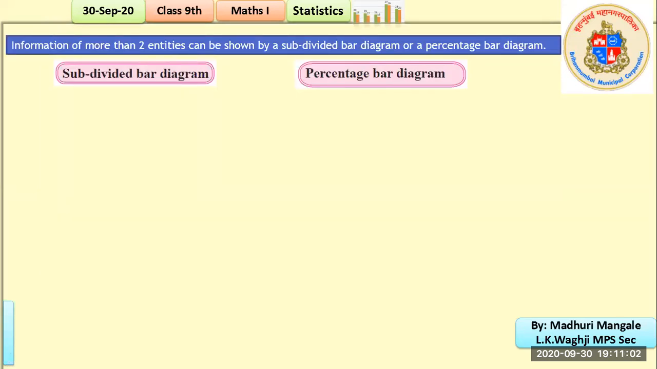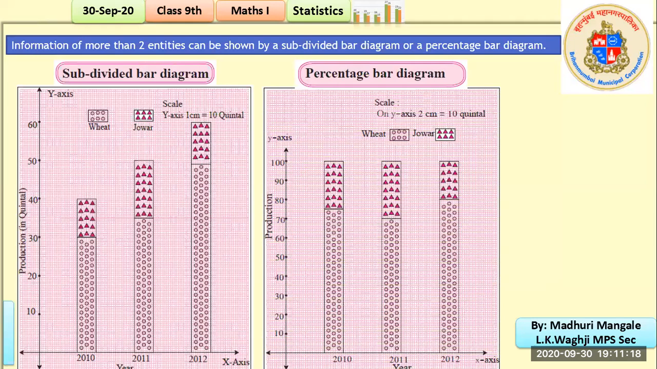Yes, so there are two types of subdivided bar diagrams. One is the normal subdivided bar diagram, and the second is percentage bar diagram. Fine, let us look at the graphs, how these graphs look like. Now these graphs are of the same data. All right, wheat and jowar are the quantities which have been graphed over here, and let us closely look at the difference. What is the difference between these two graphs?